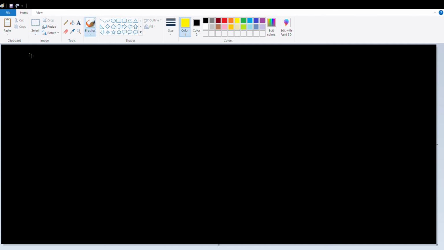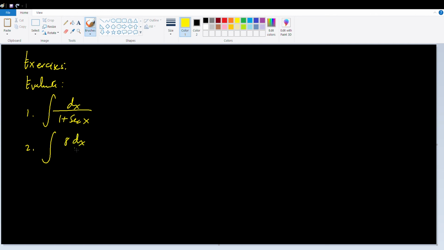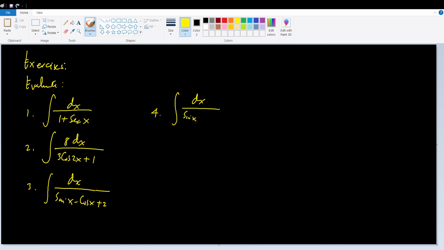So you work on the following numbers. So evaluate the following: dx over 1 plus secant x; 8 dx all over 3 cosine of 2x plus 1; dx all over sine of x minus cosine of x plus 2; dx all over sine of x minus tangent x; and dx all over 3 cosine of x minus 5.